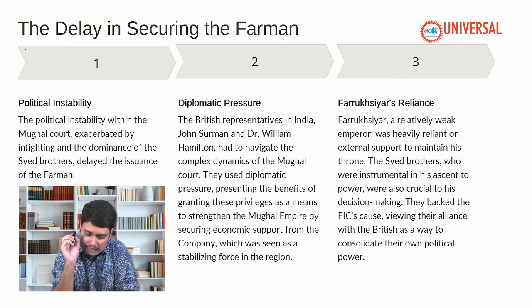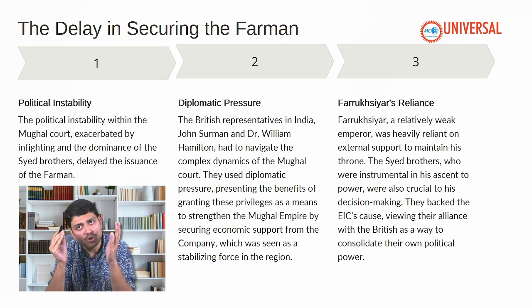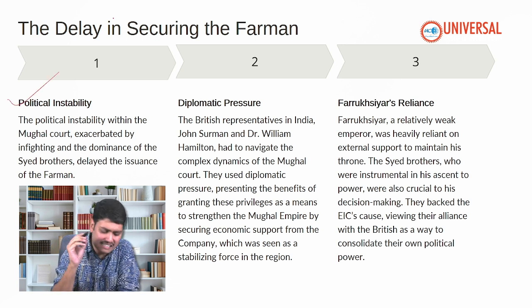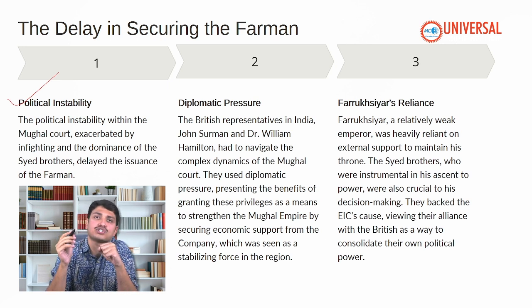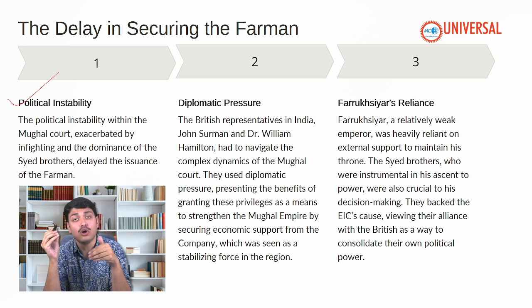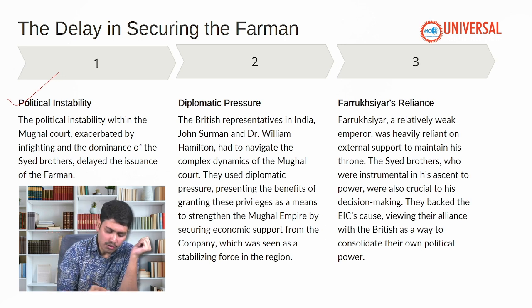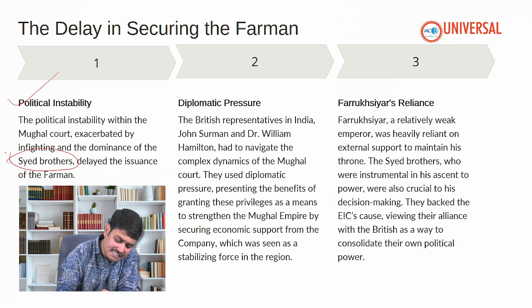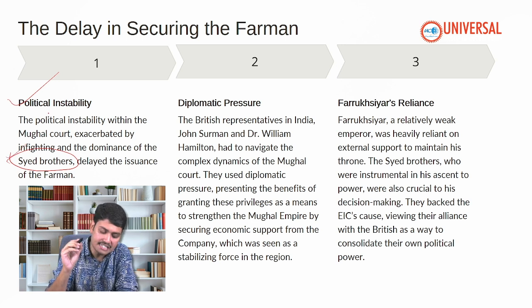There was a delay in securing the Farman. What caused the delay in securing the Farman? Point number one is the political instability. In the Mughal court, there was a political instability, particularly in terms of nobility. There were a couple of influential nobles like the Syed brothers, who delayed the issuance of the Farman.